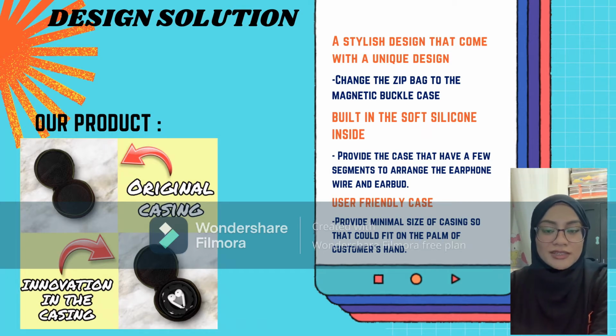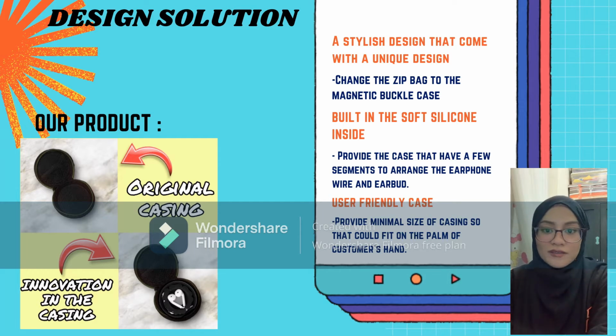In my previous slide I mentioned 3 main problems, so in this slide there will be 3 main solutions. The first solution is a stylish and unique design, which is to change the zip of the bag to a magnetic buckle case. The second solution is a built-in soft silicone inside, providing a few segments to make it easier for consumers to arrange their earphone wire and earbuds. And last but not least, to make the casing user-friendly with a minimal size that could fit in a consumer's palm or hand.